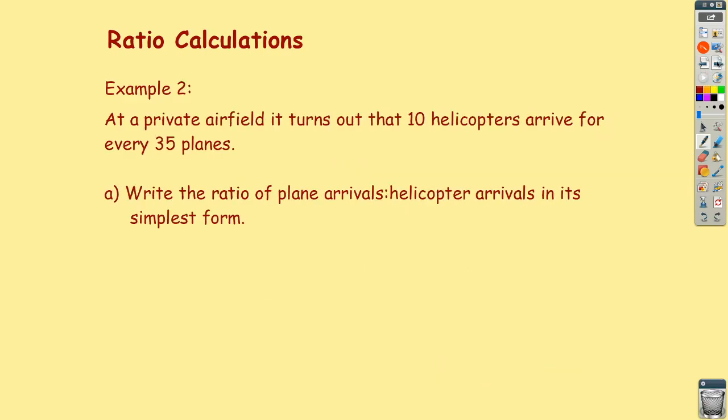So, example 2 reads, at a private airfield, it turns out that there are 10 helicopters, okay? 10 helicopters for every 35 planes that arrive. Now, part A, and we need to read this carefully, says write the ratio of plane arrivals to helicopter arrivals. Okay, so we're interested in planes compared to helicopters.